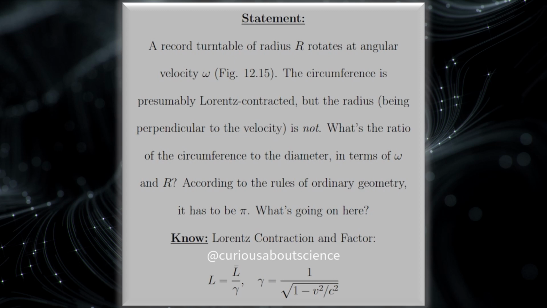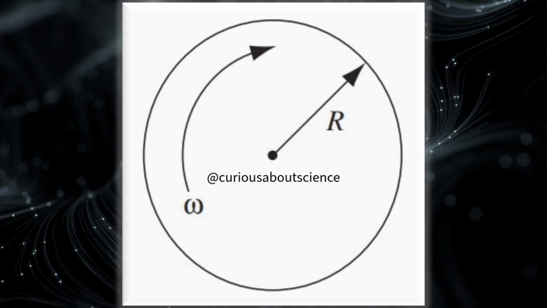What's going on here? And just like the last couple of questions, we're dealing with the Lorentz contraction by the Lorentz factor. So we see L shrinks by a factor of gamma. Now let's see what we're dealing with. As you might imagine, we have omega turning this turntable with velocity omega, radius r. Again, a pretty straightforward diagram. Let's dive into the heart of this.